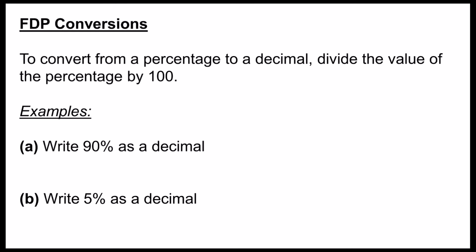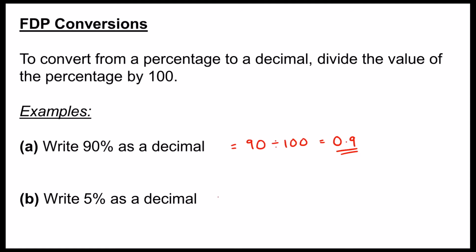So firstly, to convert from a percentage to a decimal, you simply divide the value of the percentage by 100. In my first example, I'm asked to write 90% as a decimal. So I'd take the value of the percentage, which is 90, and divide it by 100. That would give me an answer of 0.90, which is the same as 0.9.